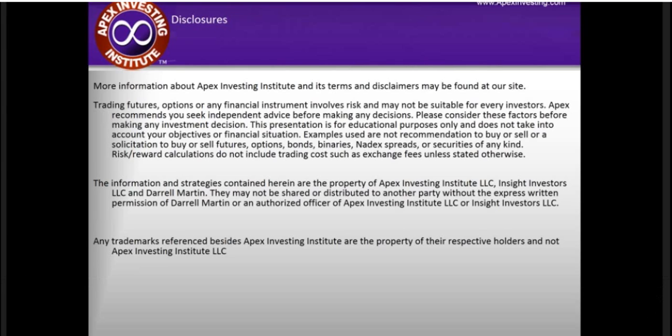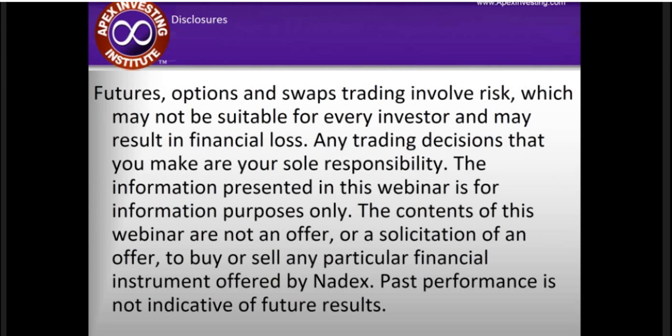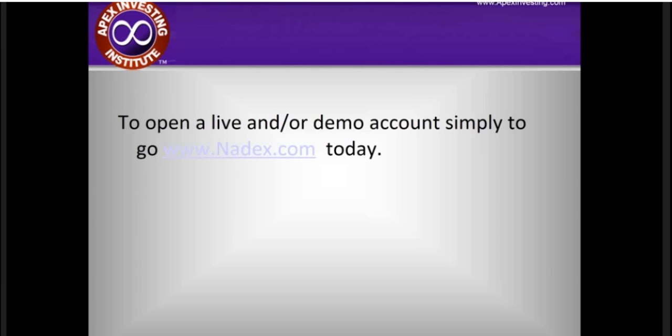Obviously, with any kind of financial presentation, you need to have financial disclosures. Trading futures, options, swaps, any kind of financial instrument may not be suitable for every investor. You need to seek your own advice. You need to basically know what you're doing before you do it. We have our full disclaimer on our site over at apexinvesting.com. And of course, any trading decisions that you make are your responsibility. This is for informational purposes only.